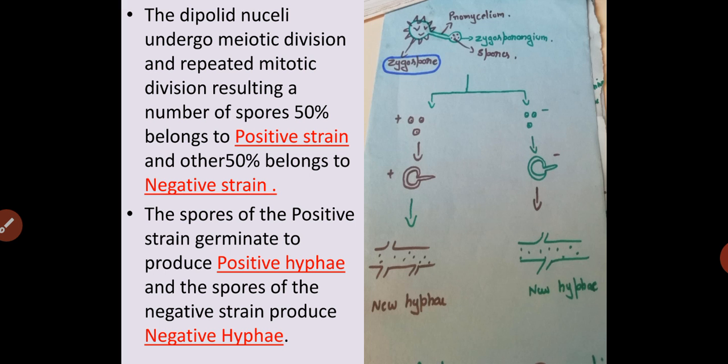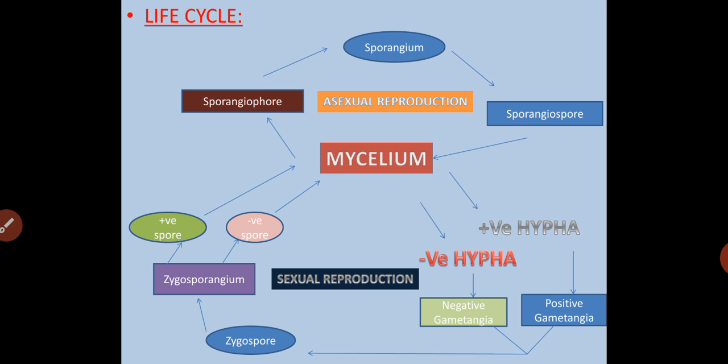These spores later germinate to produce new hyphae. The positive strain produces positive hyphae. Similarly, the negative strain produces negative hyphae. This is about the sexual reproduction in Rhizopus. Let us move towards the next topic, that is the life cycle.